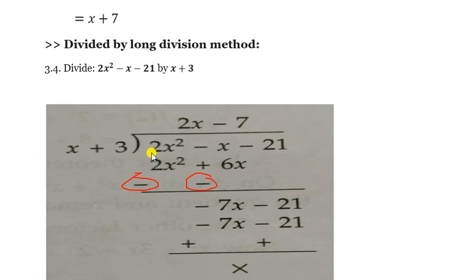Now here plus 2x square, here minus 2x square, so we can simplify this. And here minus x, here it is given minus x, and here also minus 6x. So minus x minus 6x is minus 7x. Now this term will come down, minus 21.